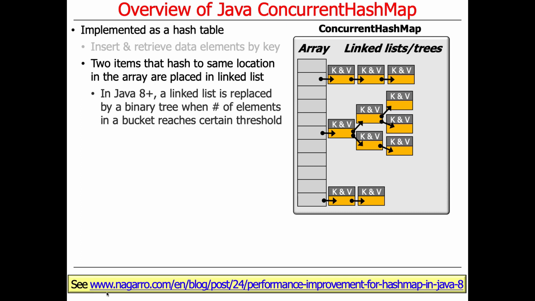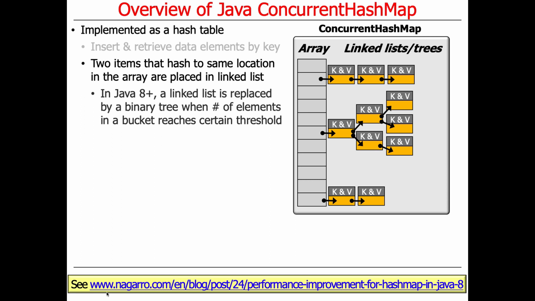In later versions of Java, Java 8 and beyond, the linked list is replaced automatically by a binary tree when the number of elements in a bucket reaches a certain threshold. So after you get a bunch of things hashing, they put in a balanced binary tree. And this, of course, means that the worst case behavior of hashing becomes essentially log n.